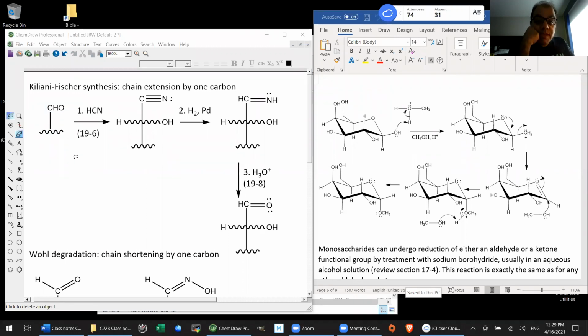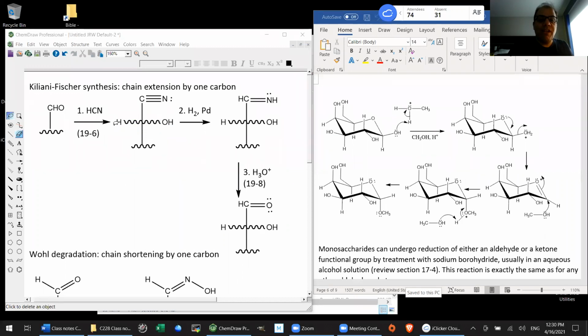So the idea behind the Kiliani-Fischer synthesis is the first thing we're going to do is treat our sugar molecule with HCN. And that's a reaction we talked about in chapter 19. We're going to form the cyanohydrin. So if you've forgotten about cyanohydrin formation or the mechanism of that reaction, please go back and review that. That's in chapter 19. And we will get actually a mixture of 2 cyanohydrins. So we can have H on the left and OH on the right, or the opposite, and you'll get a mixture. You'll get both.